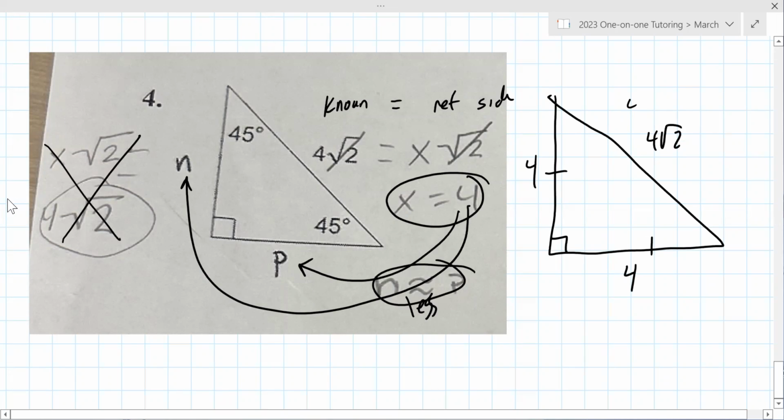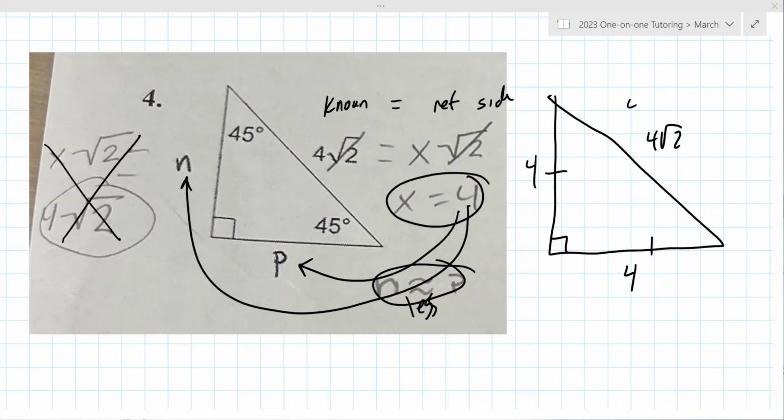Oh, okay. So in a 45, 45, 90 triangle, if you have the leg, you multiply by the square root of 2 to get the hypotenuse. If you start with the hypotenuse, you divide by the square root of 2, which is what you did here to find the value of 4. Okay, awesome.